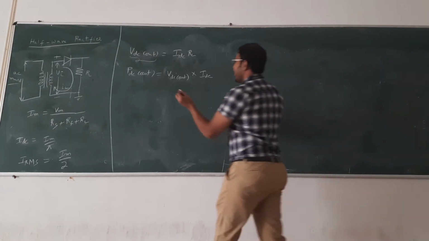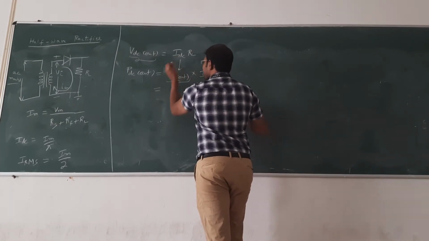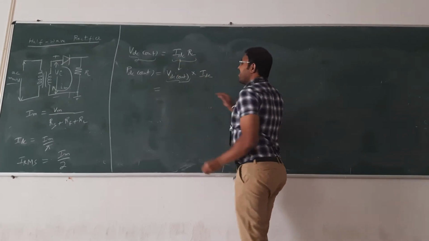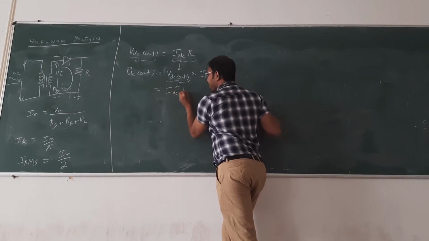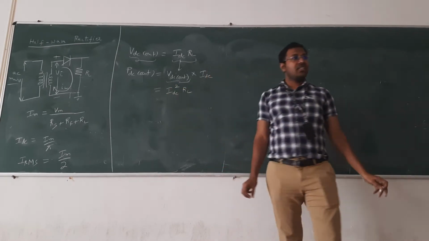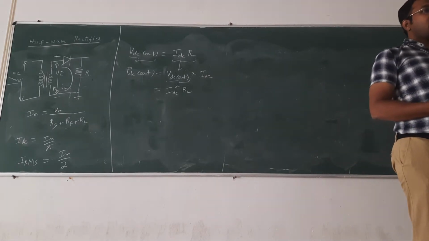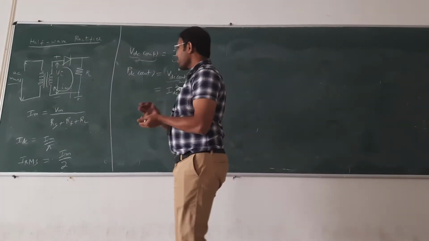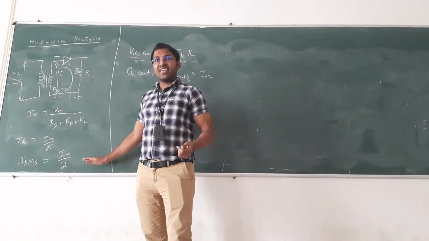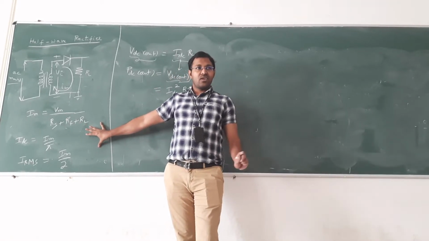So what will this be? Substitute this one here. So what will this be? IDC, fast please. IDC square RL. Correct? Any doubts? Able to understand? Again I will explain. This is clear. This is clear. This is clear. Any issue with the current? Raise your hand. This is clear. Okay. Fine.